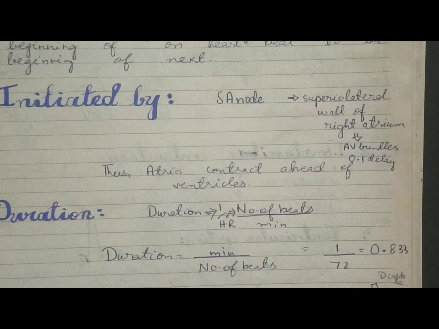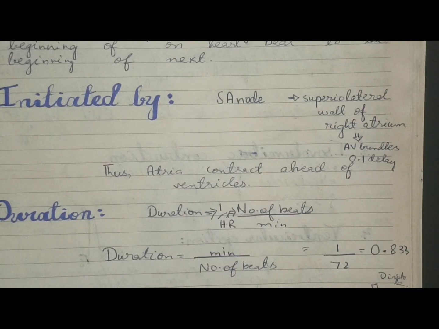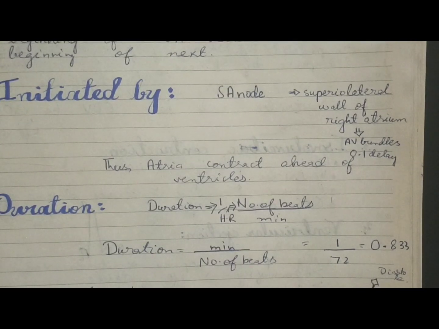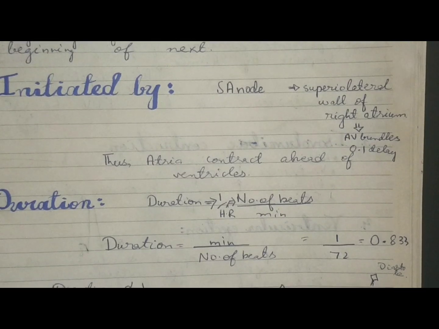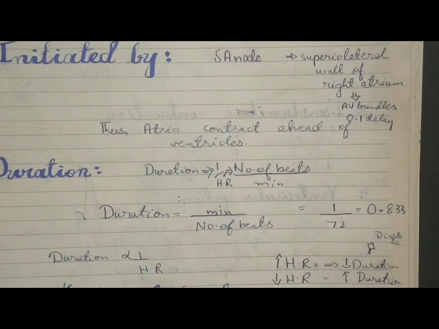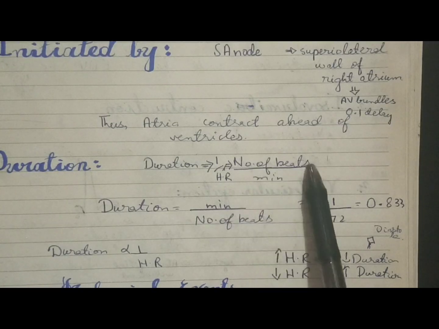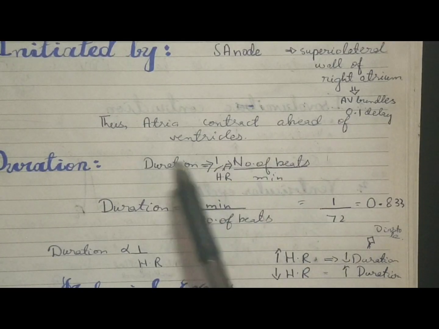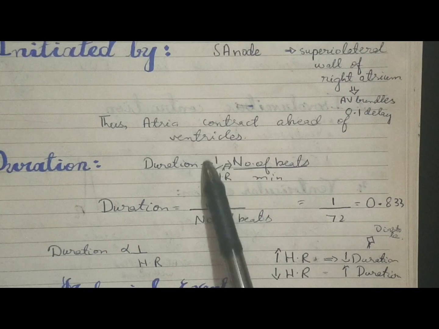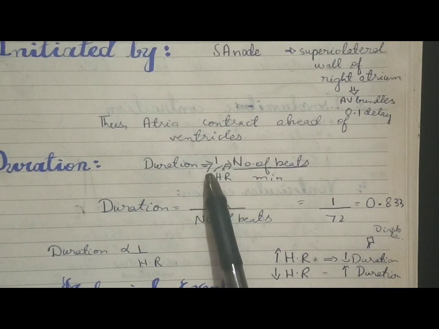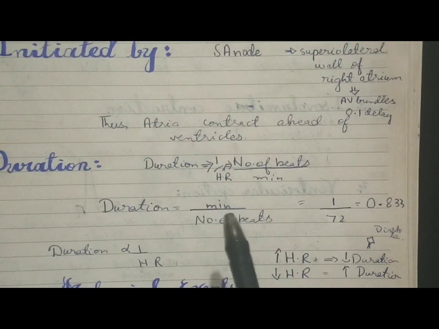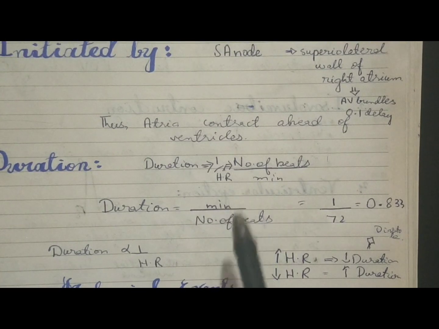Now, coming to the duration of the cardiac cycle. The duration is calculated by taking the reciprocal of the heart rate. Heart rate equals the number of beats per minute. So the duration is inversely proportional to, or the reciprocal of, the heart rate. The duration becomes minute per number of beats.